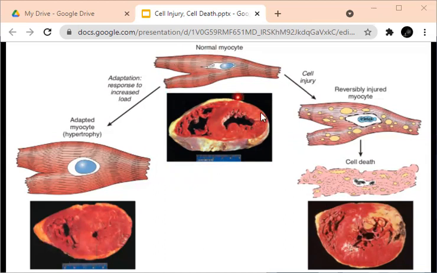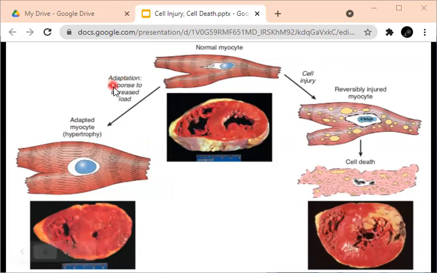So this is a normal myocyte. This is the heart, okay? Cross section ito ng heart, all right? So this is the left ventricle and this is the right ventricle. Remember, normally the left ventricle is thicker, okay? Thicker yung wall natin compared to your right ventricle.